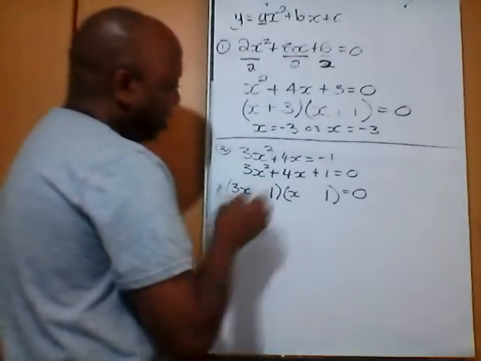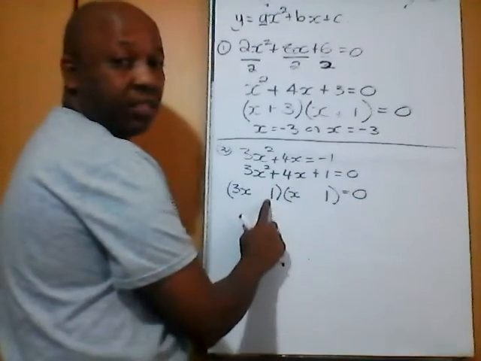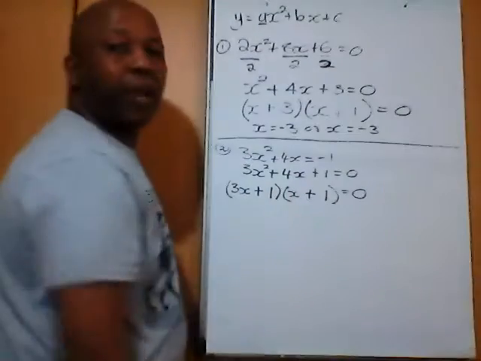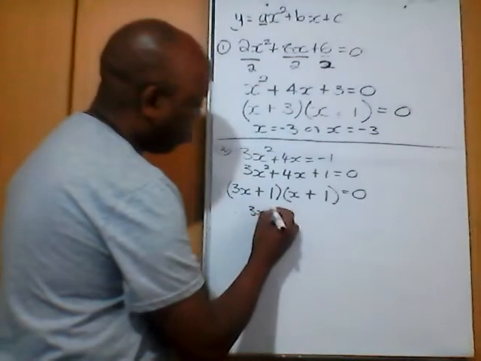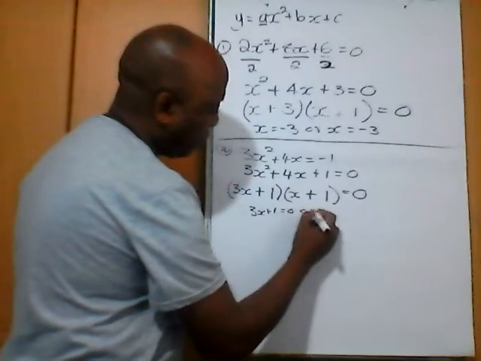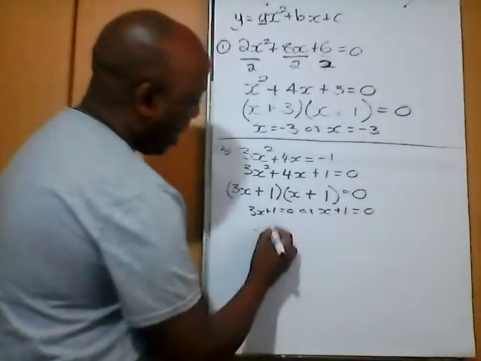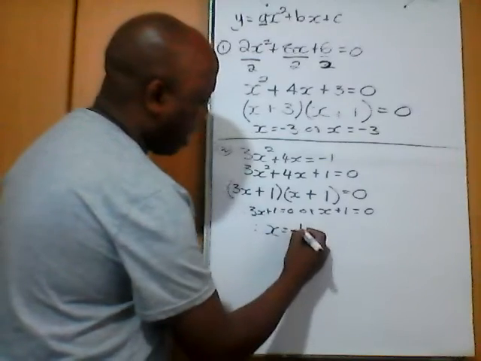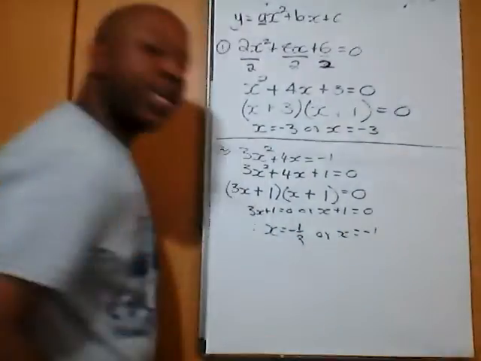Working on our signs, the bigger number must take the sign of the middle term. Both these numbers are the same. There's no bigger on any of them. So I'm just going to put a plus and a plus there. Therefore, I've got 3x plus 1 is equals to 0, or x plus 1 is equals to 0. And if I solve for x there, I'll find my answer to be minus 1 over 3. And x is equals to negative 1.